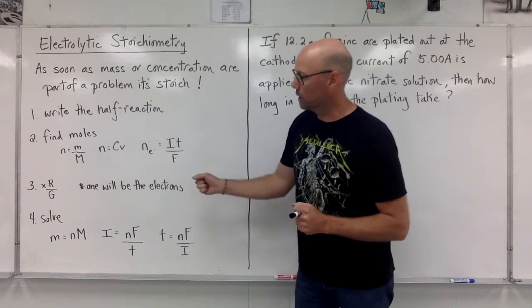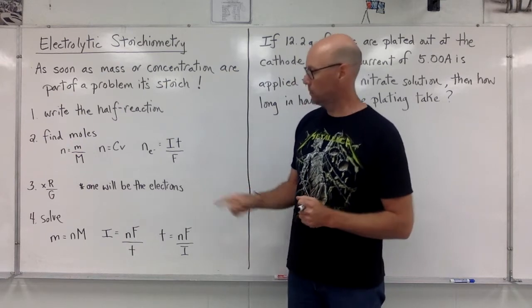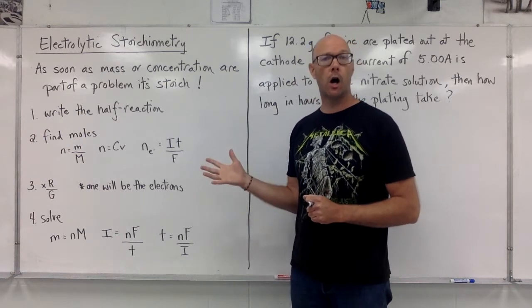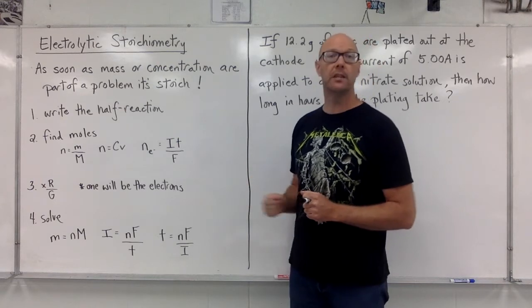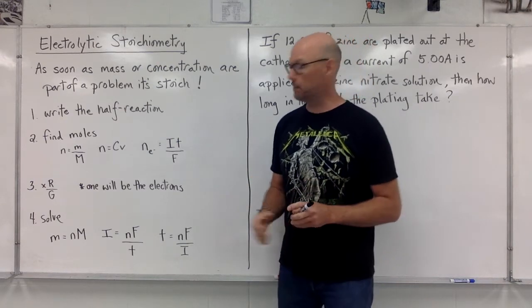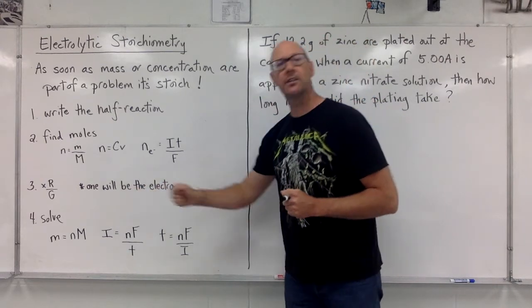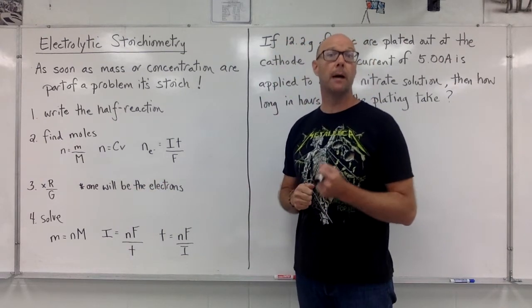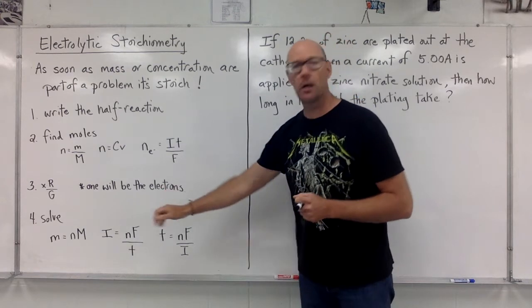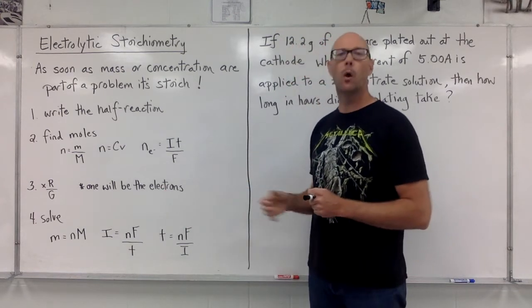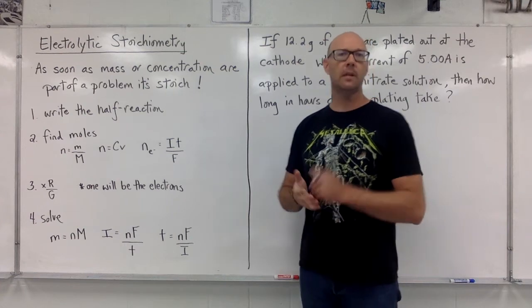After that, we're going to multiply by R over G. For sure, one of those two, the R or the G, is going to be the electrons. And our last step is to solve. If we're being asked for the mass, our last step will be to multiply by the molar mass. Sometimes we'll solve for the current or the time. Here's an example.